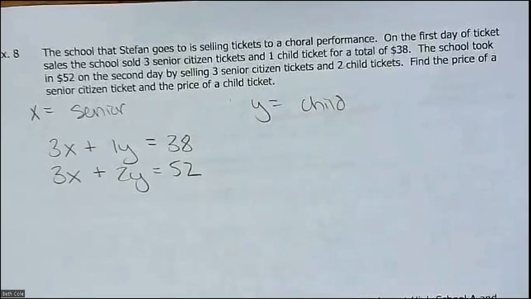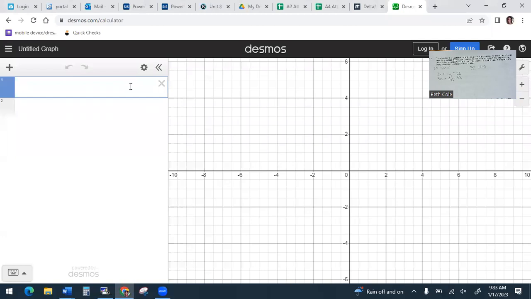Now, we've already solved a lot of these today, so I'm going to let us use the calculator. Let me show you how this works, because this is really cool. I'm going to come over here to the graphing calculator and type in the first one. What was it? 3x plus 1y equals 38. And then I'm going to type in the other one. 3x plus 2y equals 52.